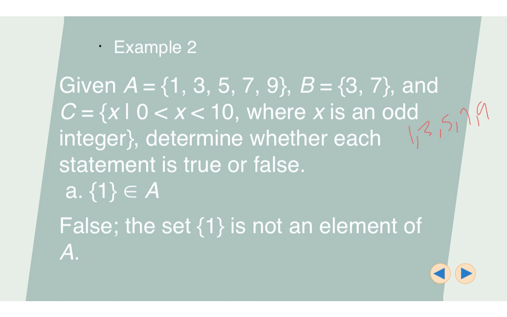Determine whether each statement is true or false. Statement 1. The set of 1 is an element of A. The answer is false. The set of 1 is not an element of A. But why is it not an element of A? It's because 1 is an element of A, but the problem is the set of 1 is also a subset of A.